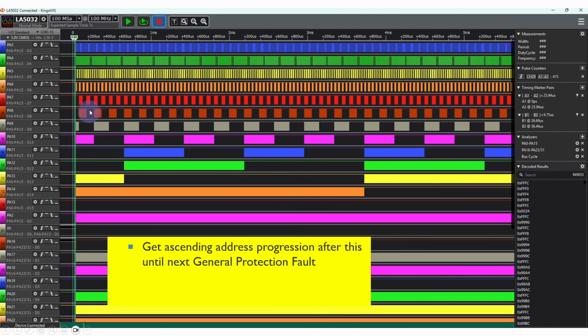Just to summarise that, we can see here that our addresses are progressing, and part of the reason for doing this no operation test is just to make sure that all of the address lines are connected up properly, and we can see that there's some sort of progression going on here. So we are getting some sort of ascending address progression until we get our next general protection fault.